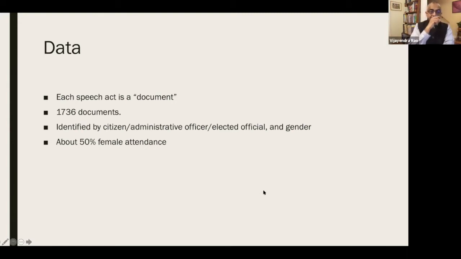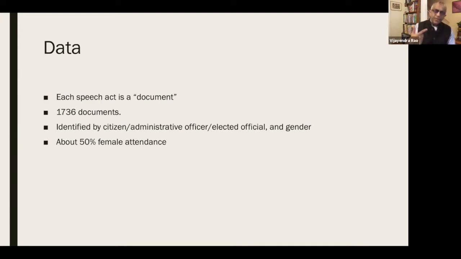And we're using NLP, natural language processing methods, here. So each speech act, that is, if I'm talking now, but people are having a conversation and I said something before you came on and said what you had to say, that is one speech act. In this particular corpus, we have 1,736 such documents, and we can identify them.